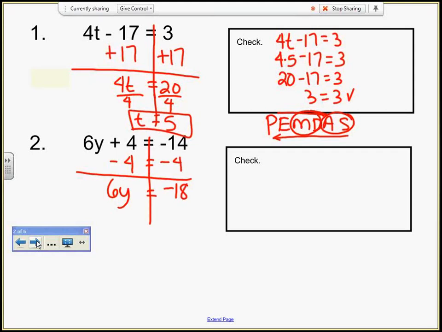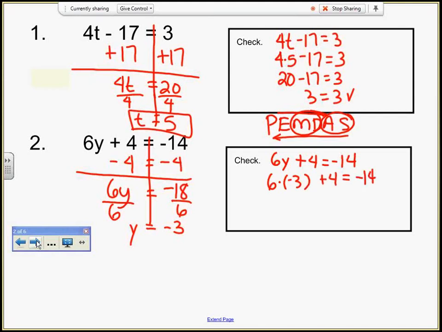Now to isolate y, I've got to do the inverse of multiplying by 6. So I'm going to divide by 6, and I get y is equal to negative 3. Let me check that out and see if that's true. So 6y plus 4 equals negative 14. So I'm saying that 6 times negative 3 plus 4 is equal to negative 14.